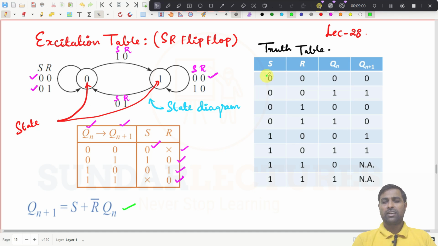And now we will see one more topic. What is the race around condition in a JK flip flop? Now we have seen all the basics of flip flops, and slowly we will move on to the analyzing and designing procedure. Before that, there is a topic called race around condition in a JK flip flop, why it happens, and how we can avoid the race around condition. That we will see now.